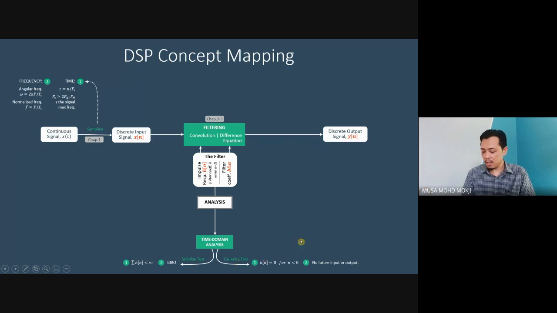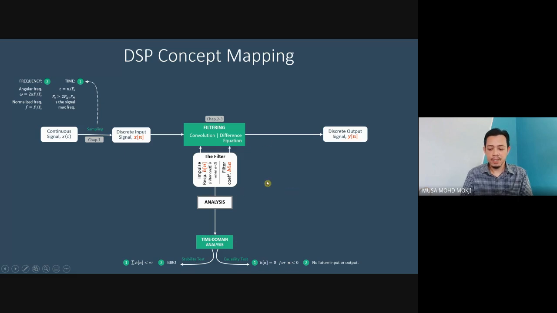Causality is very easy. When you are checking on the difference equation, just check whether there is a future input or output or not. If there's no future input or output, it is causal. On impulse response, you can check h[n]. It's supposed to be 0 for n less than 0. Okay, so these are so far what we have covered.